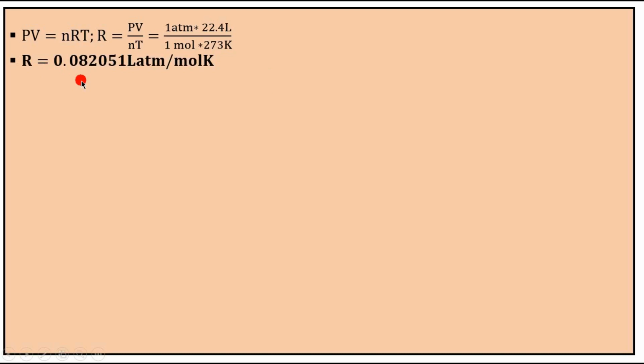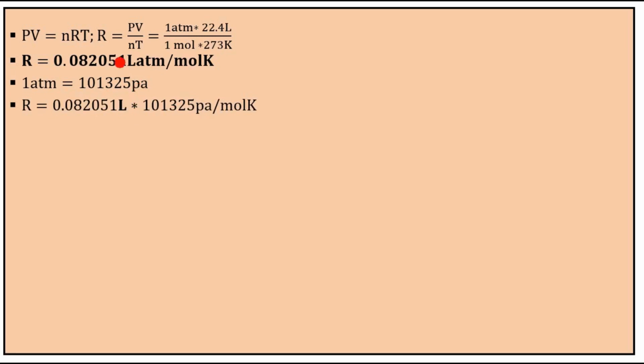But here we don't have atmosphere, we have kilopascal. That's why we need to change it to kilopascal. We know 1 atmosphere is equal to 101325 pascal, so we replace this atmosphere with pascal. After replacing, we get liter pascal per mole Kelvin. By having pascal, you can convert to kilopascal by dividing by 1000. Then you get 8.31 liter kilopascal per mole Kelvin. So we can use this one to calculate the Kc.